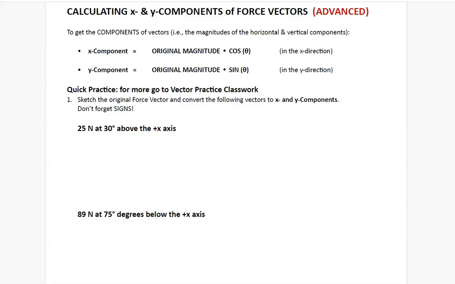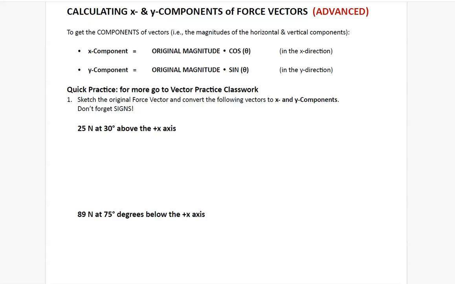All right, so the x component, as I said before, is the magnitude of the original vector times the cosine of the angle, and that gives you the component in the x direction. The y component, which is the component in the y direction, the vertical direction, is the magnitude of the original vector times the sine of the angle.